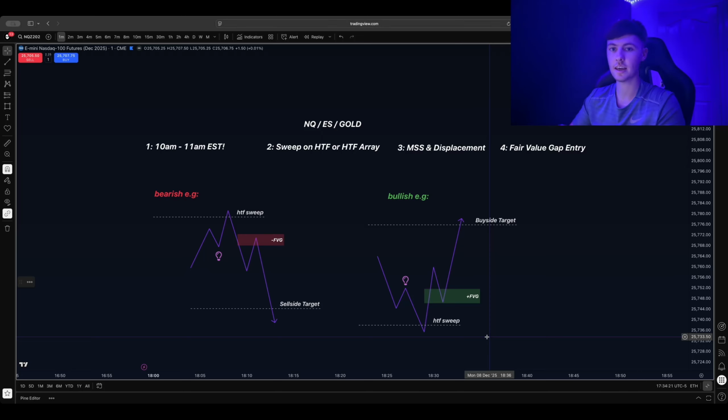Again, that's not to say a 50-minute sell side liquidity sweep isn't valid. It totally is fine. But what I'm trying to say is the higher the time frame for the sweep, the more displacement and the more room price has to move to the upside for a bullish example.